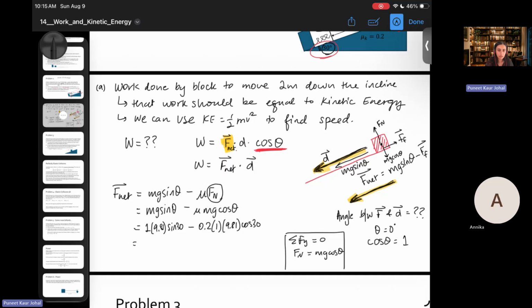Okay, I get 3.205, 2058, so let's just say 3.206, just keeping a few extra decimals. And then to find work, what are we going to do? We're just going to multiply this F with the displacement or distance, 2 meters. So let's do 3 point this and then multiply this by 2. So 6.41, let's say, joules.